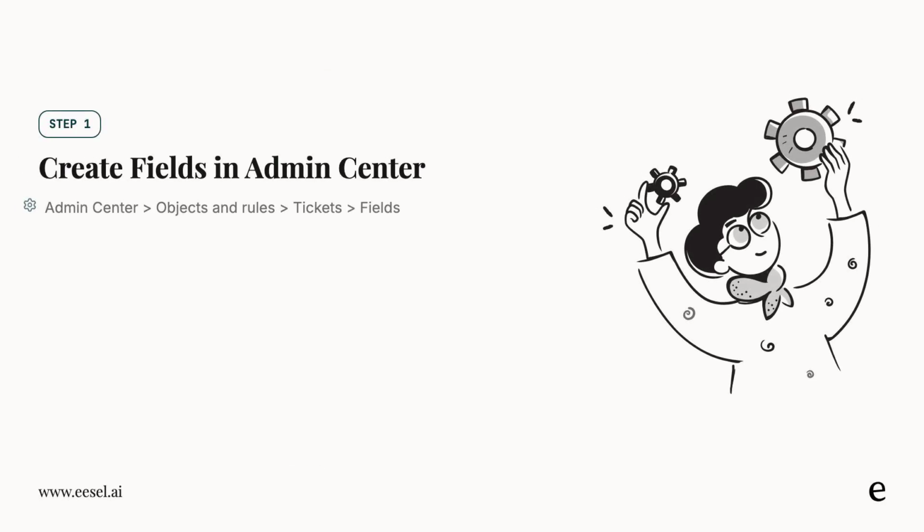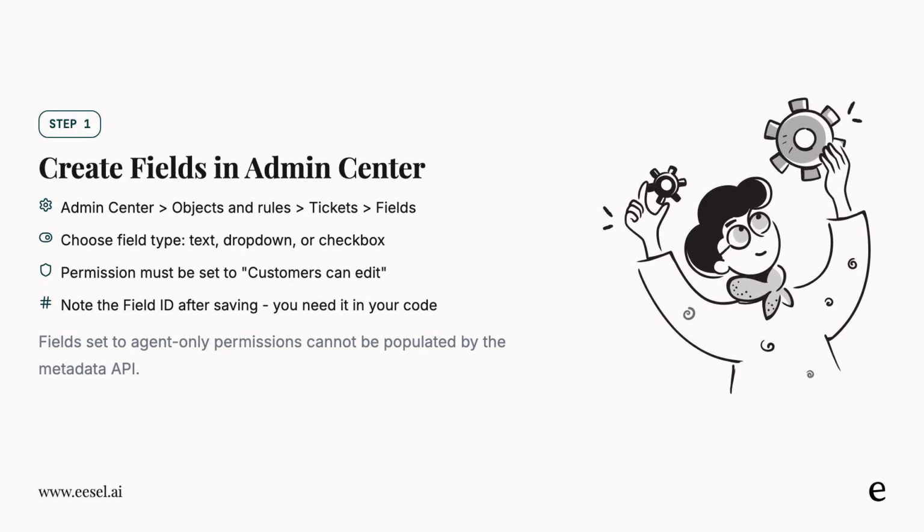Once the field is created, note the field ID shown in the URL or the field details panel. You need this exact number in your code. Set a readable title in case customers see the field inside a bot conversation. Test by creating a ticket manually to confirm the field appears before touching any API calls.